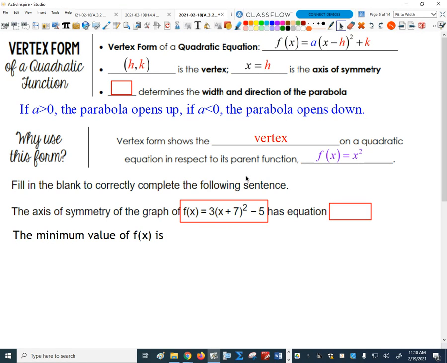So answer this for me. This function at the bottom in the red box, first of all, tell me what the vertex is. What's the vertex of this function? Type it in chat. So the function in the red box. Type the vertex in chat, please.